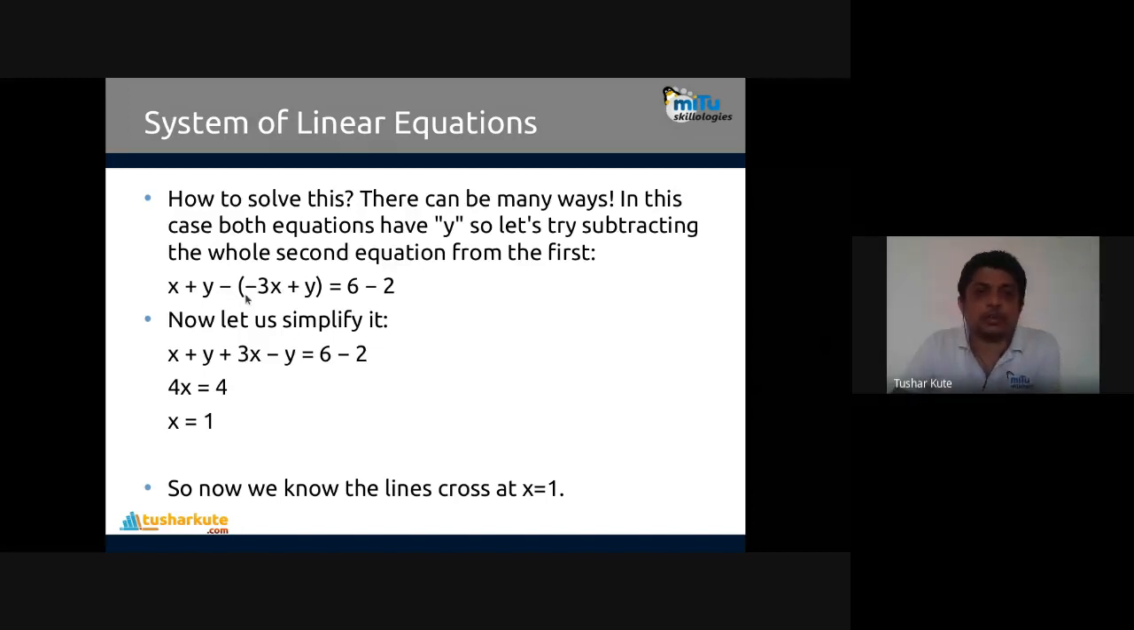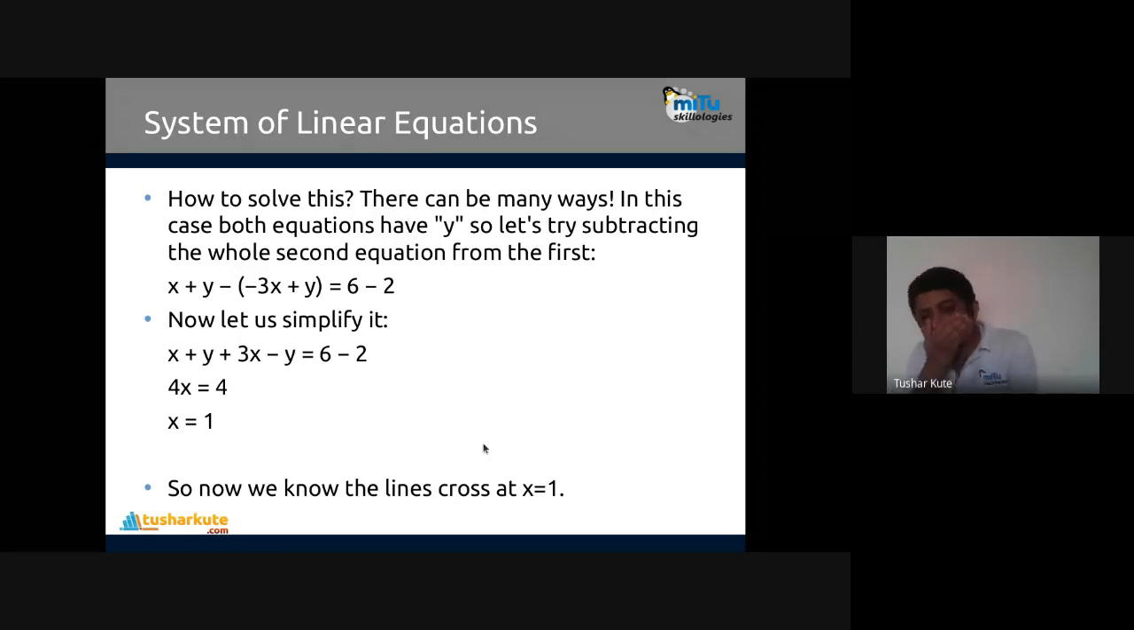If you check here, minus minus will become positive. So plus 3x, minus y, equal to 6 minus 2. If you solve again, here we have 4x, and y minus y will become 0. x plus 3x is 4x, and 6 minus 2 will become 4. So x is equal to 1. This is the solution to this problem.